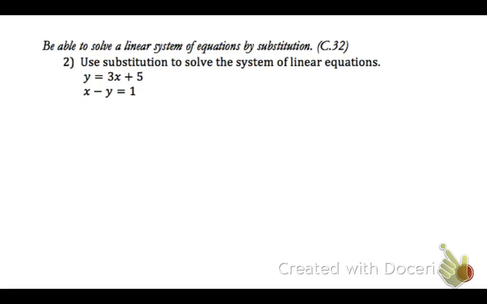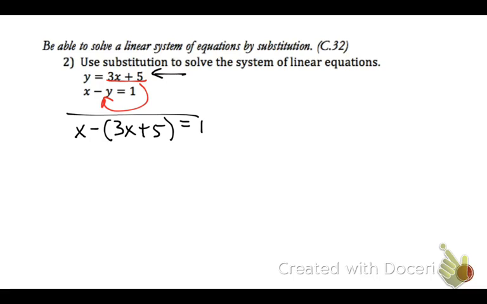The next concept that you need to know is to be able to solve a linear system of equations by substitution. So this comes from concept 32. So when you're substituting, you want to get one of the equations solved for one variable. So you can see in the first equation it is solved for y. So what we're going to do is take that value, what y equals, and we're going to substitute it into the second equation for y. So my second equation is x minus the value of y. I'm going to open a parentheses. That is 3x plus 5. I'm going to close it, and that equals 1.